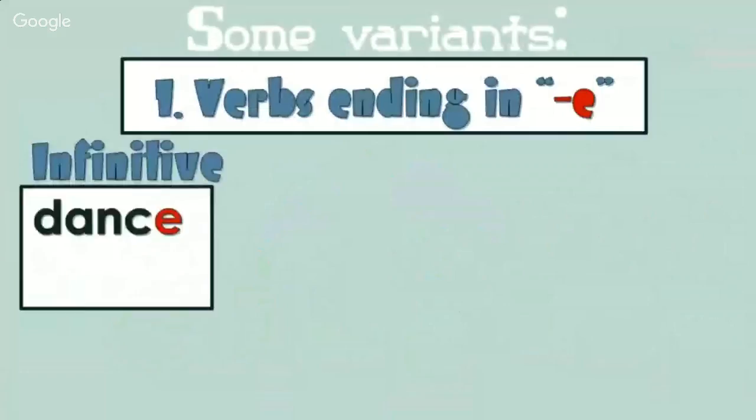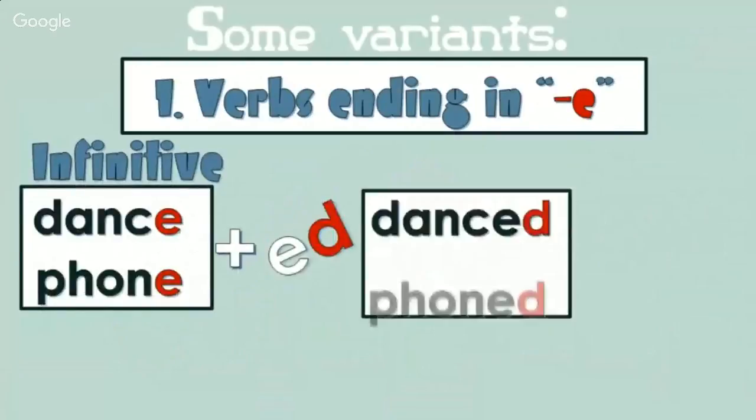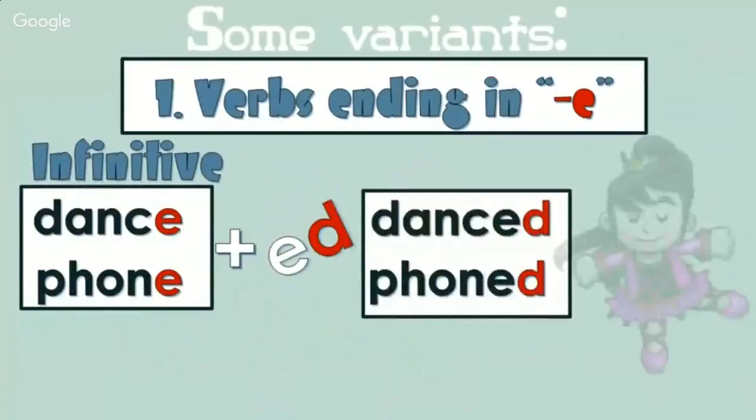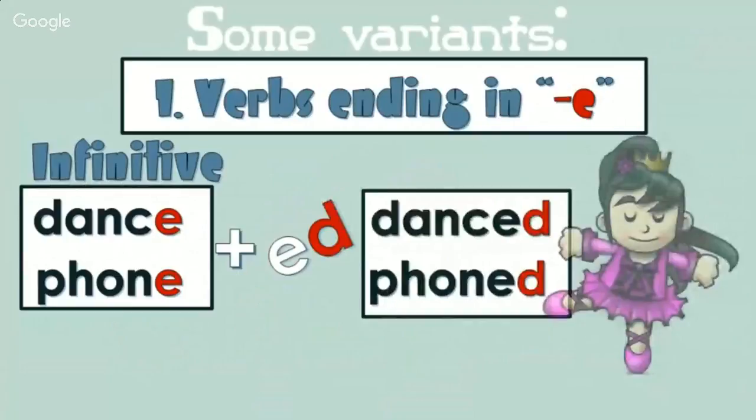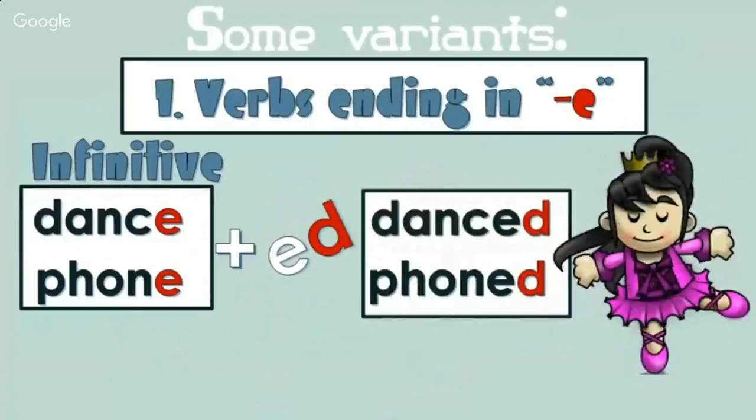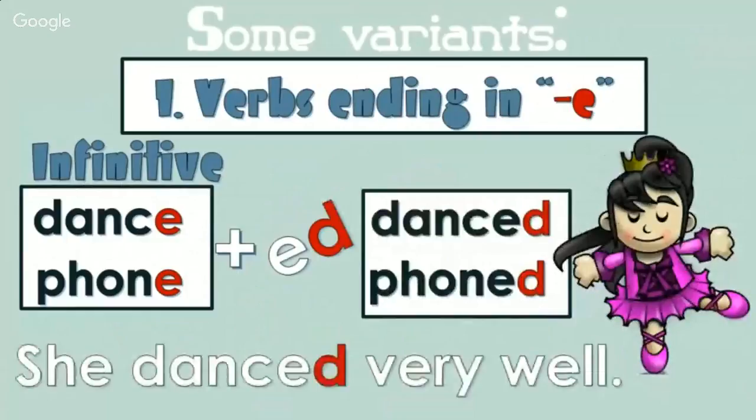Verbs in infinitive. Phone plus ed: phoned. Dance: she danced very well.